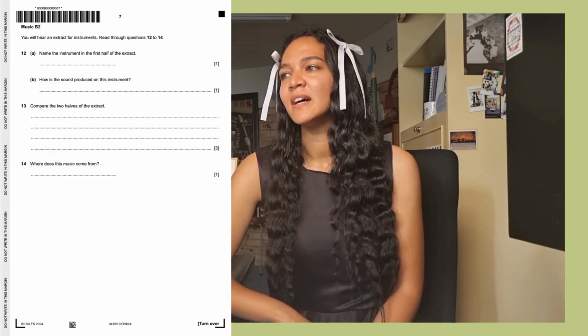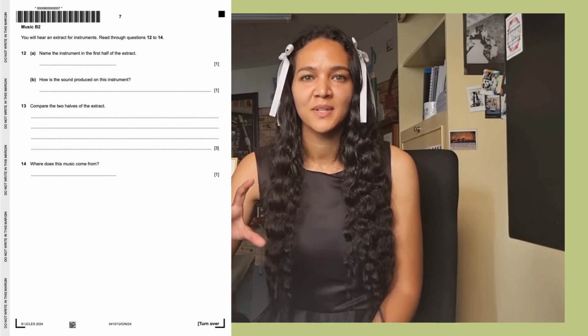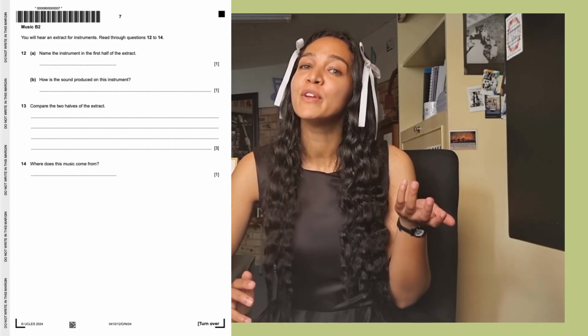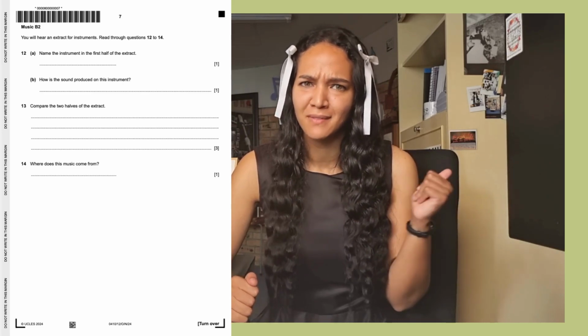So there we have it. Now we can compare those two halves of the extract. The first half is definitely a solo part, more soloistic. We have the oud playing there. In the second half, more instruments joined. So something as simple as that would definitely give you a mark.